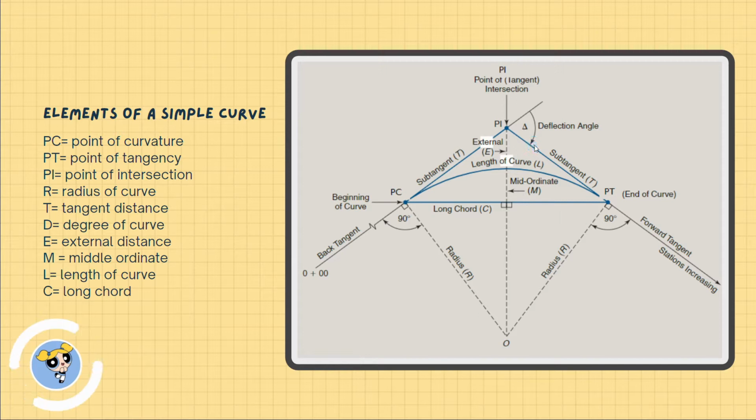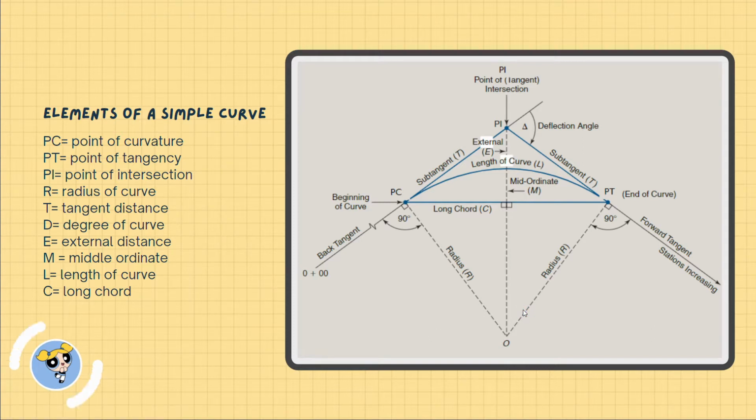So it is equal to the angle formed below by the two radii drawn from the center of the arc to the point of curvature and point of tangency. So, naa sa diri central angle.